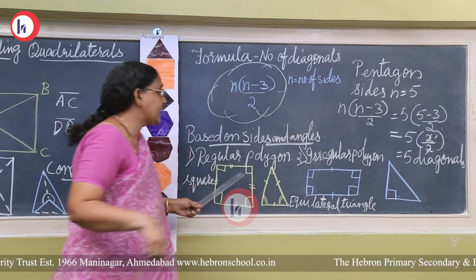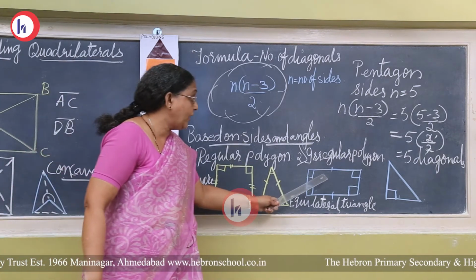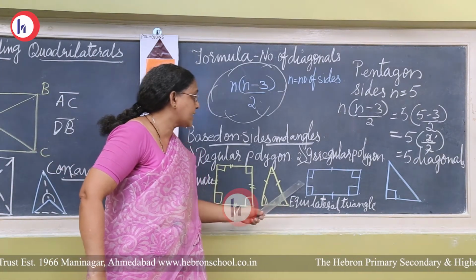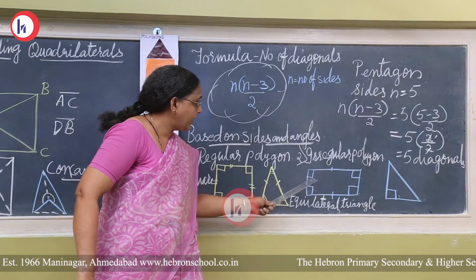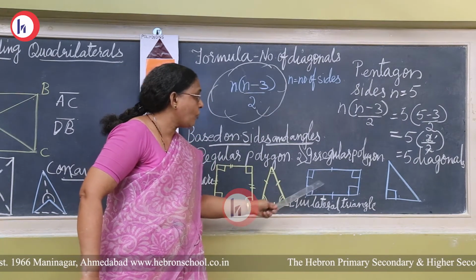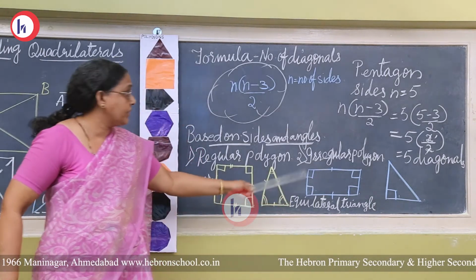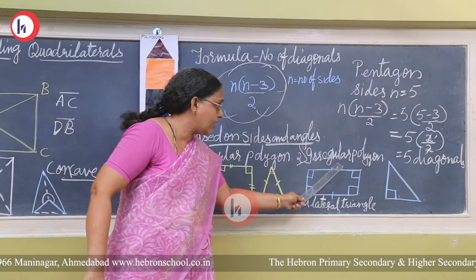Now, it is not the case in irregular polygon. In irregular polygon, you can see that opposite sides are equal. In a rectangle, opposite sides are equal, even the angles are equal, but all the sides are not equal. So, it is coming under the group of irregular polygon.